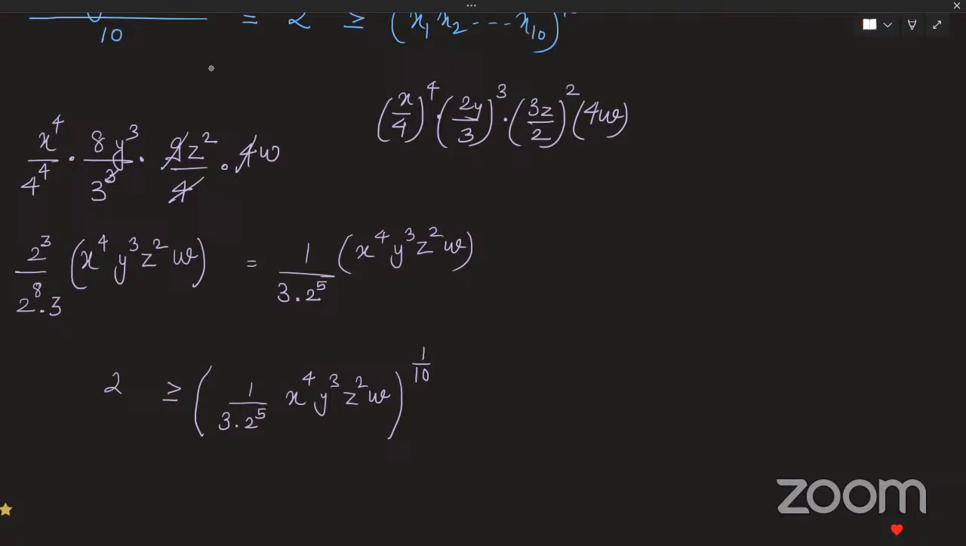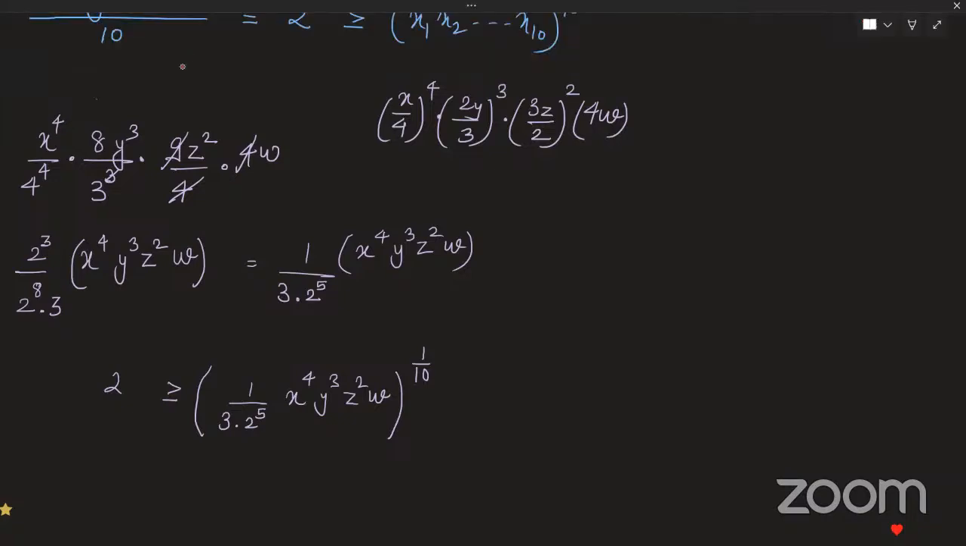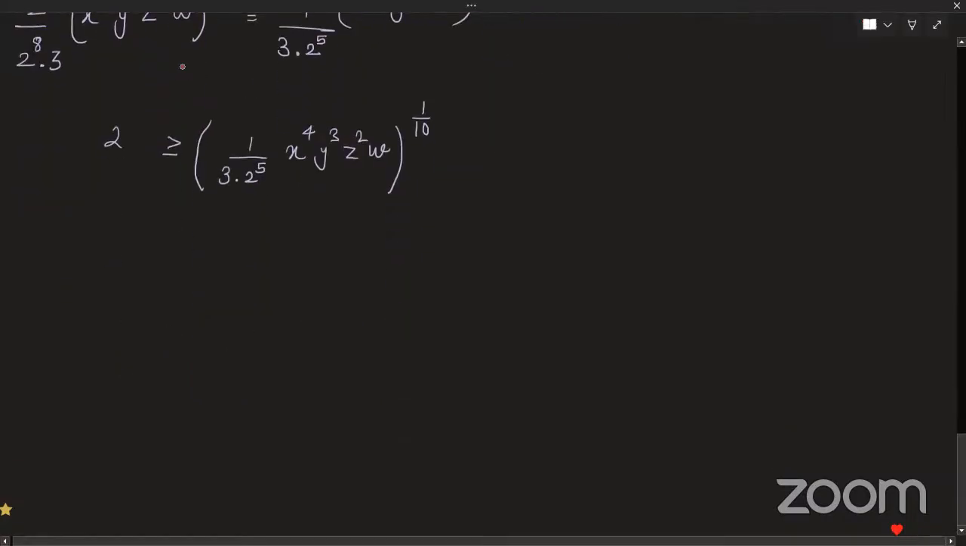No need to worry about calculations. It is nothing tough. So I can just shift this 1 raised to 10 over here. So 2 raised to 10. So it will be 1 into 2 raised to 5 into x raised to 4 y cube z square and w.